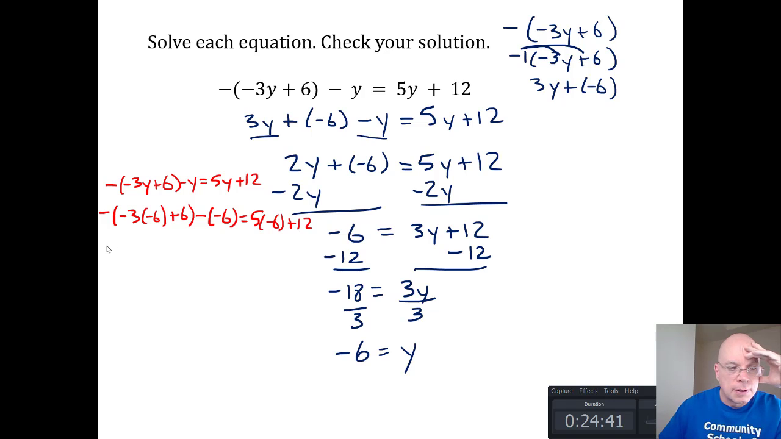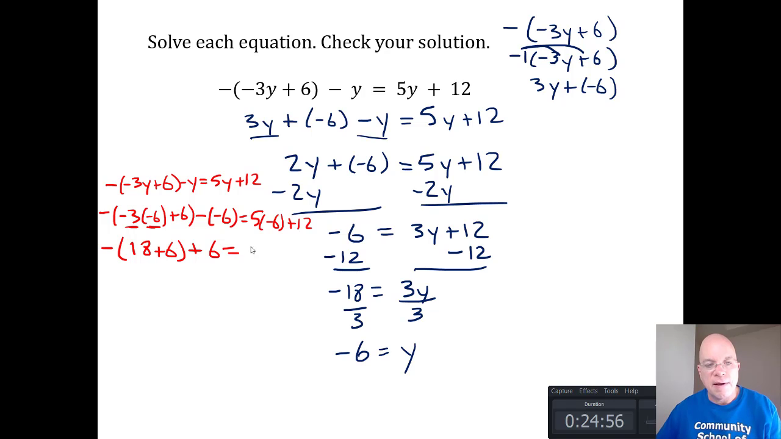Alright. Negative 3 times negative 6 is positive 18. Plus 6. If I'm subtracting negative 6, that's the same as adding positive 6. Remember, subtracting is the same as adding the opposite. 5 multiplied by negative 6 is negative 30 plus 12.